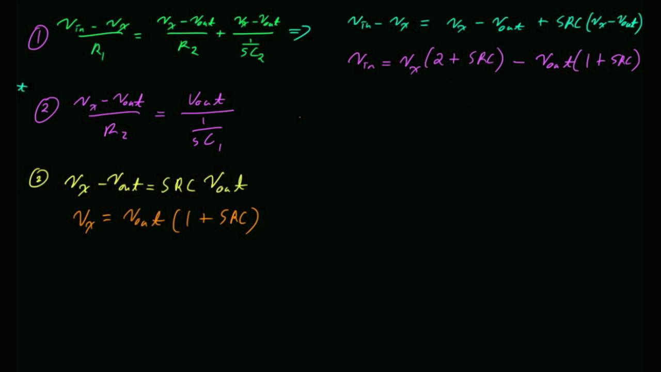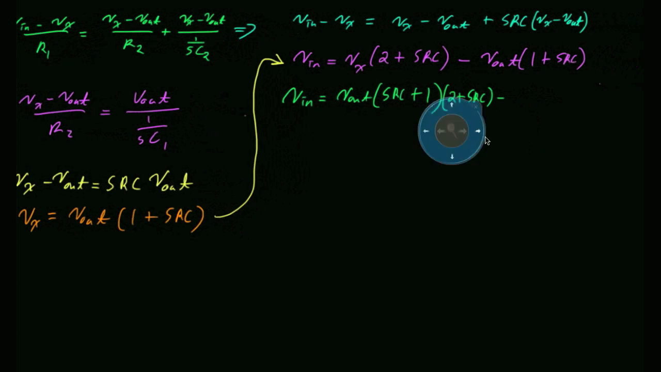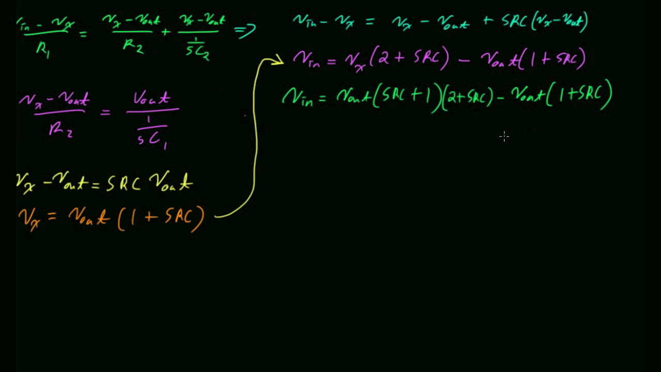So now I'm ready to take this Vx and sub it in for here. So let's try that. So Vin equals Vout times SRC plus 1. That's my Vx. Vx times 2 plus SRC minus Vout times 1 plus SRC. Hey, that's not awful. Right, so all I did was I took my Vx and I did that substitution. All right, what happens now?